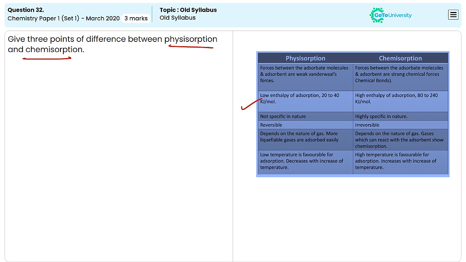While chemisorption increases with an increase in temperature up to a certain point, as the higher temperature can provide the activation energy required for bond formation. Beyond this point, very high temperatures may cause desorption. You can write any three differences to achieve 3 marks.